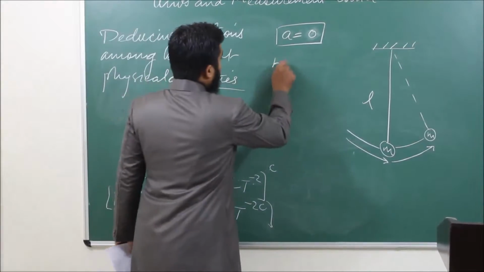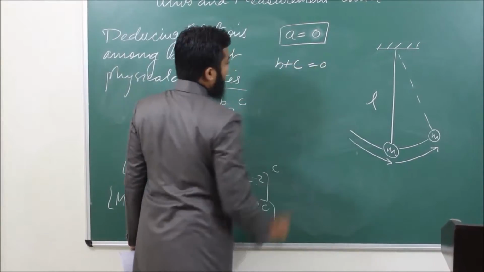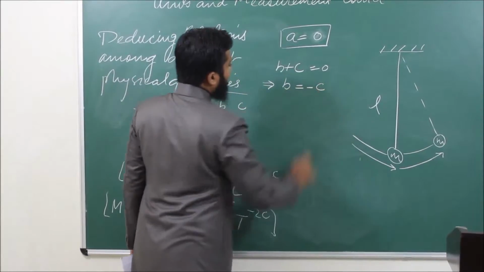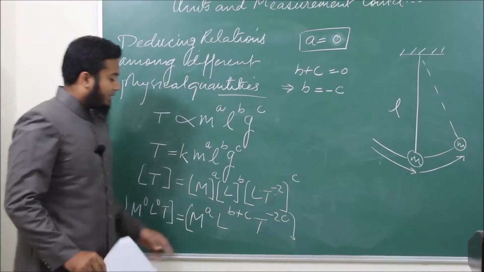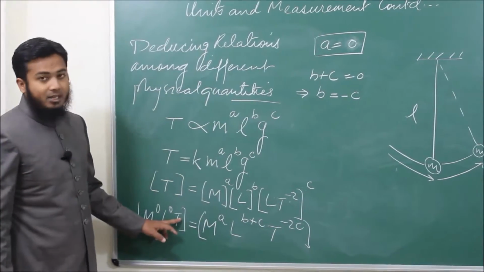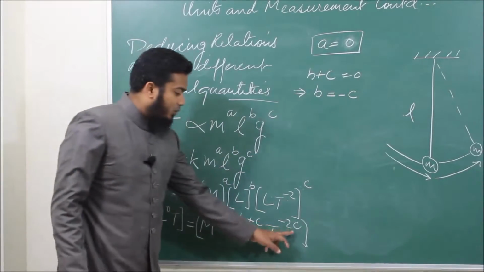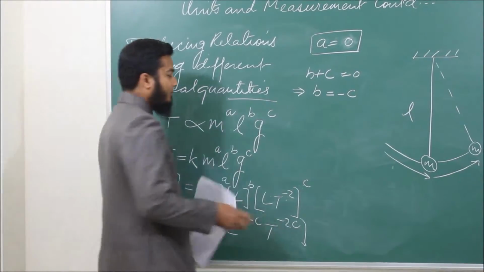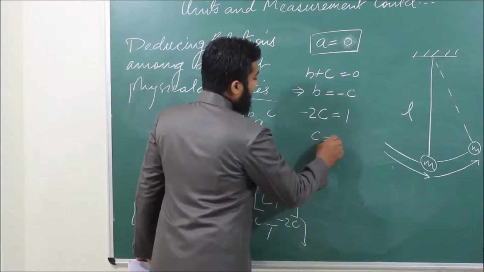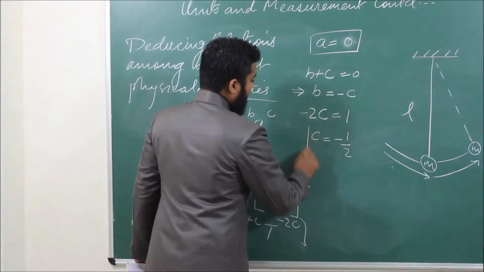So b plus c must be equal to 0, or this implies b will be equal to minus c. And this t has dimensions minus 2c, and here it has dimension 1. So minus 2c must be equal to 1. Now minus 2c is equal to 1. From here we found the value of c, which is minus half.